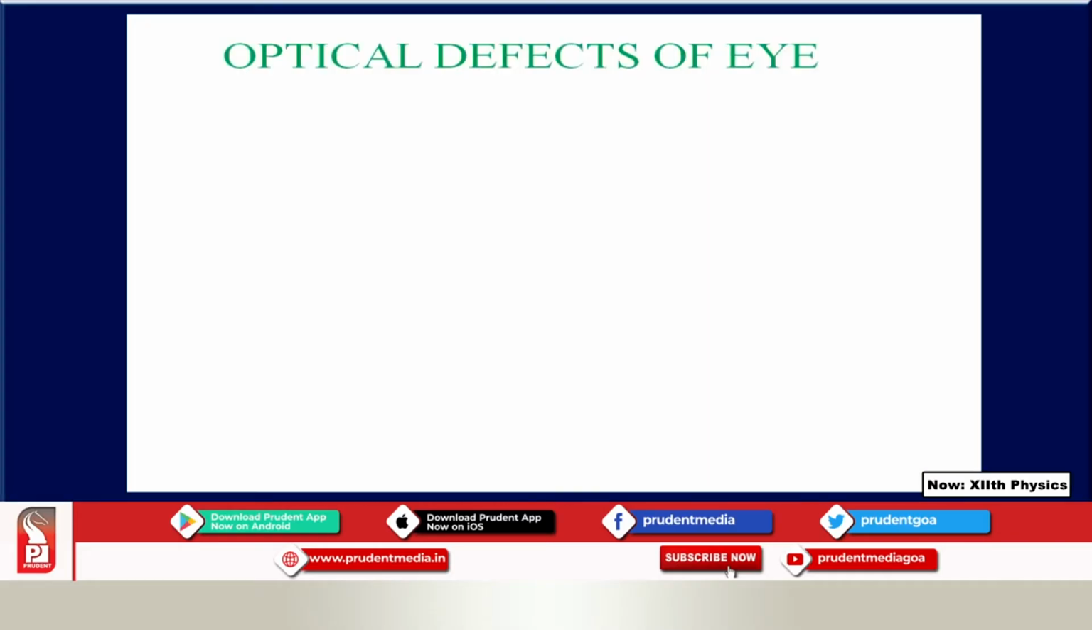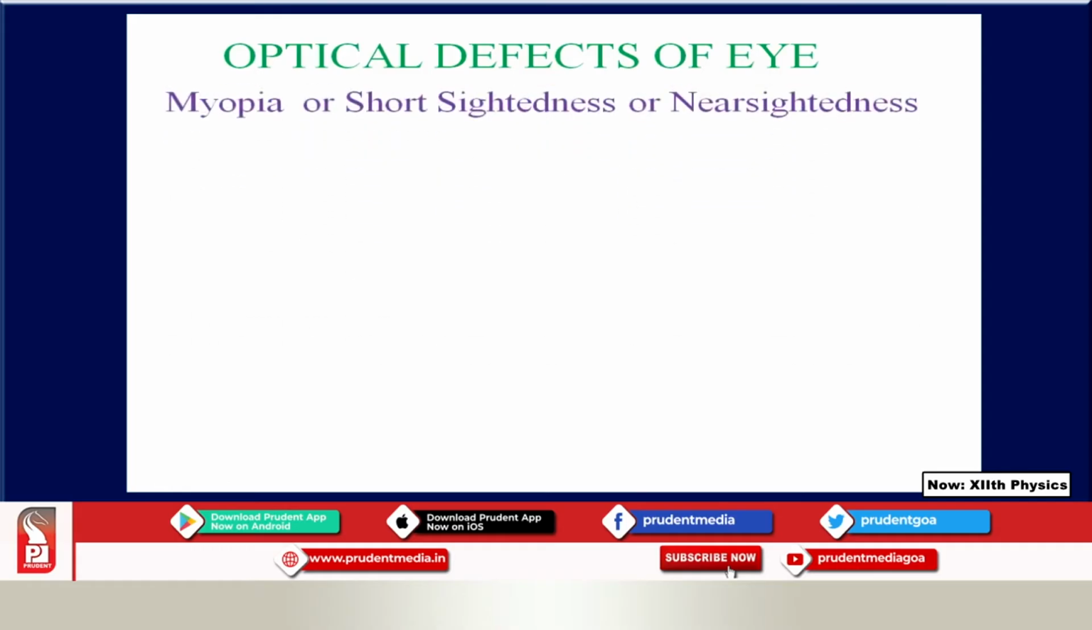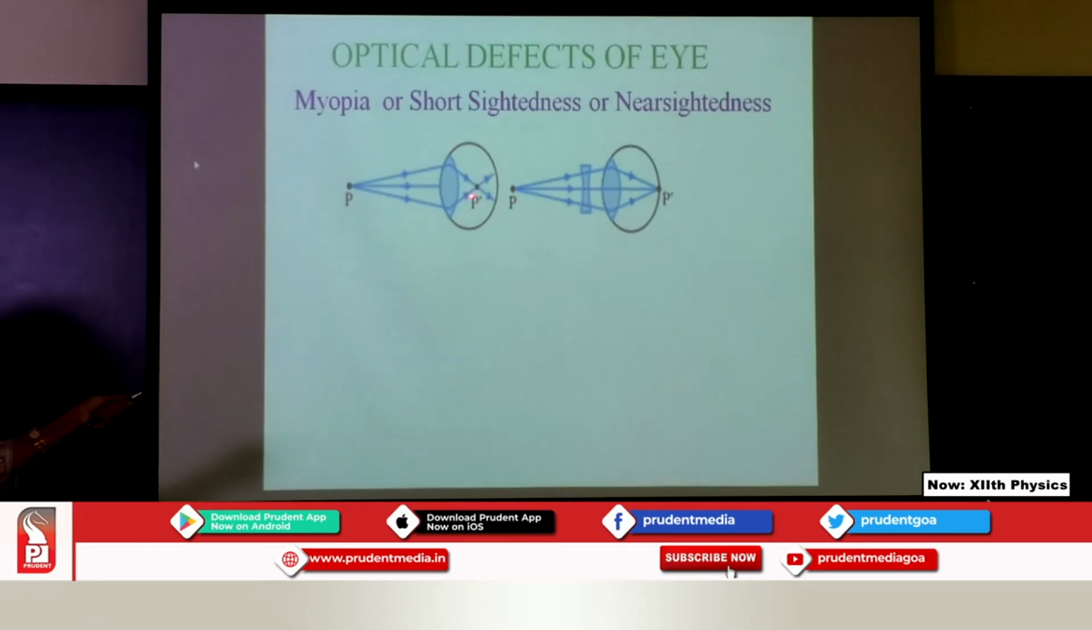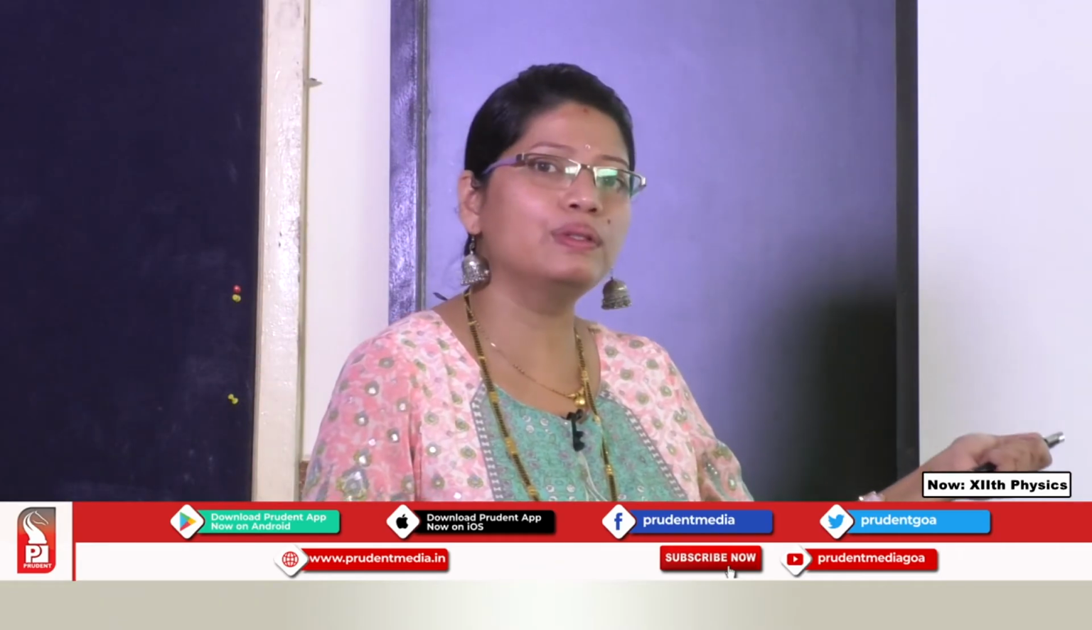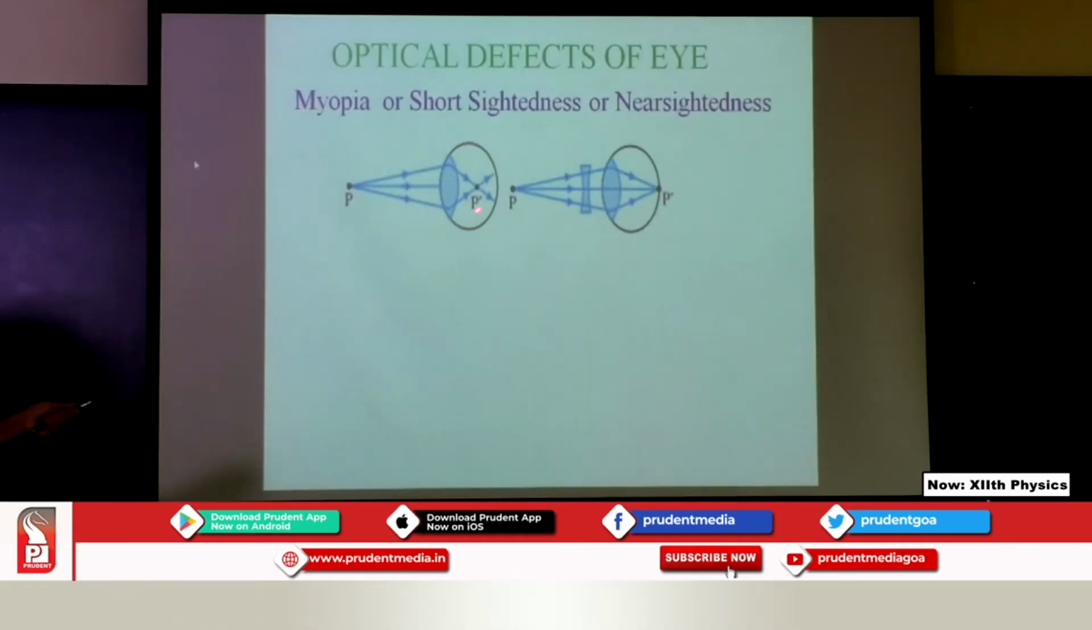There are optical defects of the eye. First is myopia or short sightedness or near sightedness. So, what is happening over here? Can you see the image? This is an object, the rays are coming, the image is formed before the retina, isn't it? We want the image to be formed on the retina. So, there is a defect, correct? Now, how to correct the defect? The rays are converging over here just before the retina. So, I need to have a diverging lens, isn't it? So, here I have placed a concave lens so that I get the image right onto the retina.